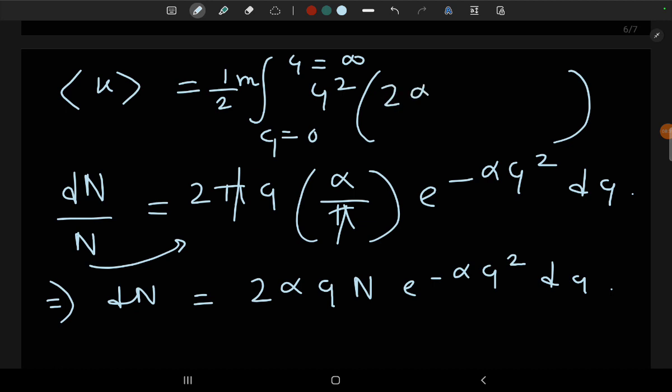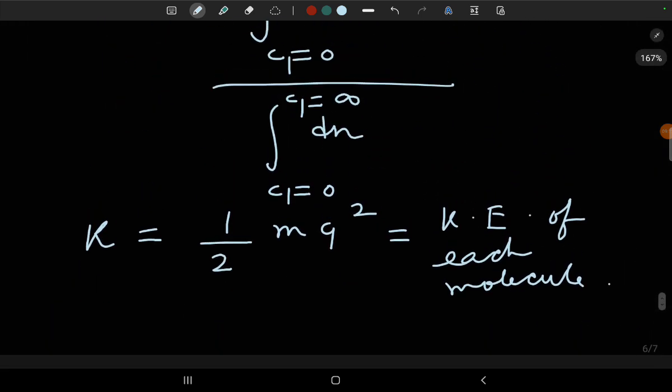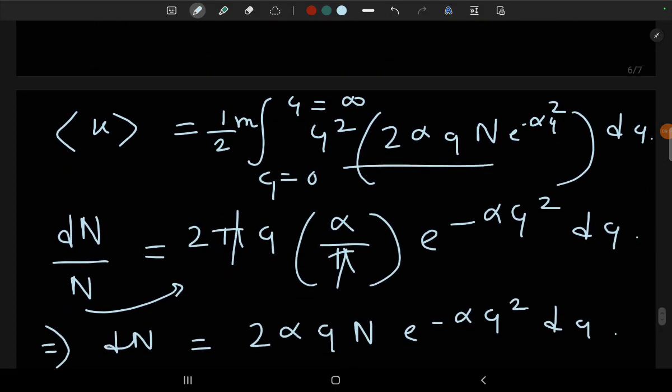So we have 2 alpha c1 n e to the power minus alpha c1 squared, 2 alpha c1 n alpha c1 dc1. And since our dn was a normalized function, the integration of dn will be equal to n. So this is a normalized function, so we will divide this entire thing by n, wherein this n and this n will cancel out.